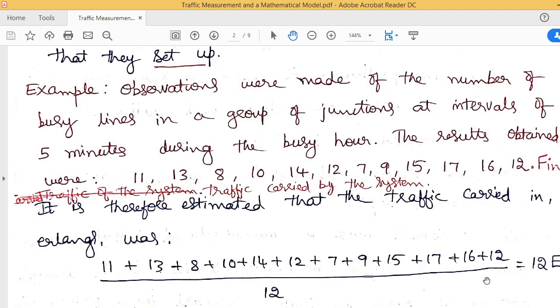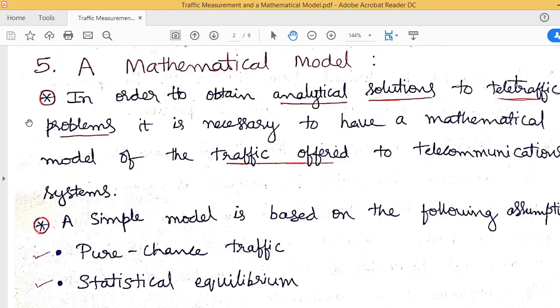Please note that even though at a particular instant we are offering 17 calls in progress, once we take a particular busy hour, the traffic was obtained as 12 Erlang. So this mathematical model gives the required analytical solution for the given telecommunication system.